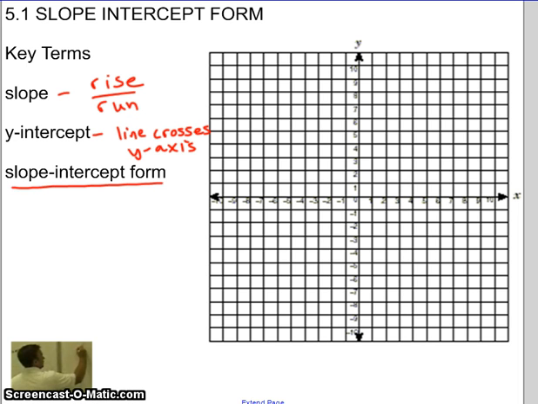Okay, and we're going to talk about slope-intercept form. Slope-intercept form is written as y equals mx plus b. Alright, if you recall, m represents the slope and b represents the y-intercept.